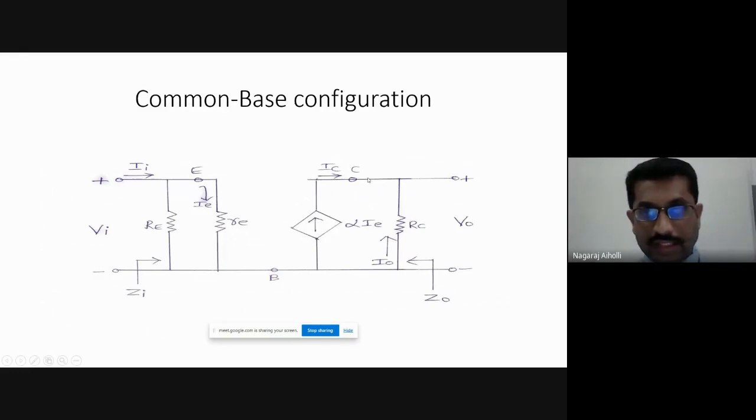The collector current is IC. Output current is I0, which is moving into the transistor according to the convention. Output voltage is V0, output impedance is Z0. Note that the small r0, that is the output resistance, is not shown because it is very high, and when r0 is in parallel with RC, the equivalent resistance will be simply equal to RC. Therefore, the r0 resistance is neglected.